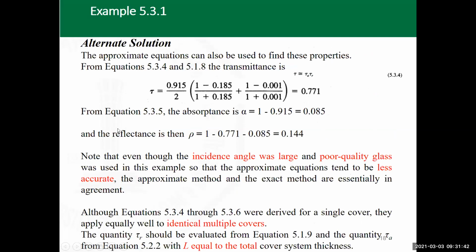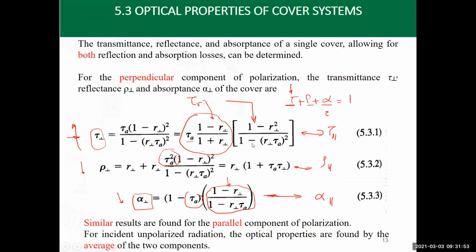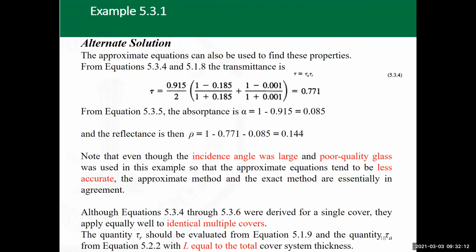The alternate solution here is the simplified solution, in which we are neglecting the terms that are close to 1. Accordingly, if you go to equation 5.31, then this square bracket part is going to be neglected. And in equation 5.33, this bracket is going to be neglected. And we are going simply to calculate these simplified versions of the expression for tau as well as for alpha. So when we do that, you are going to calculate the value of tau as 0.771. Again, this is the normal component. This is the parallel component.